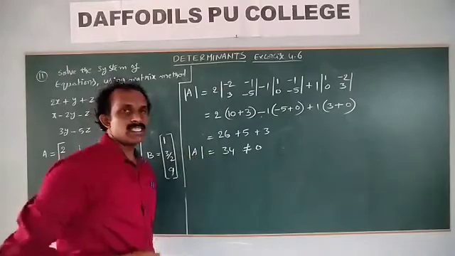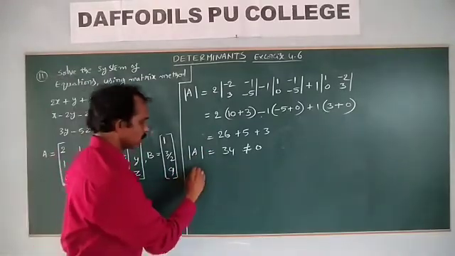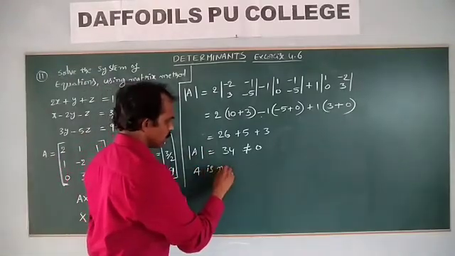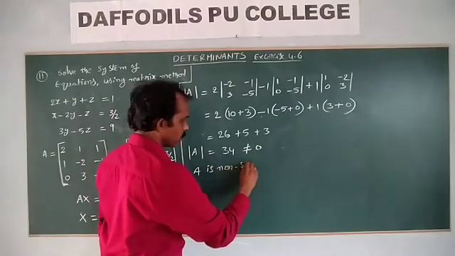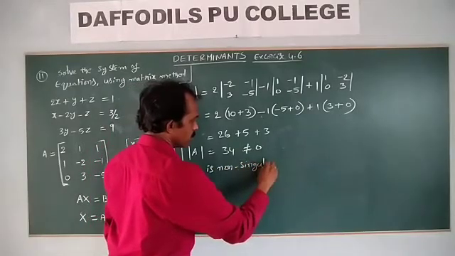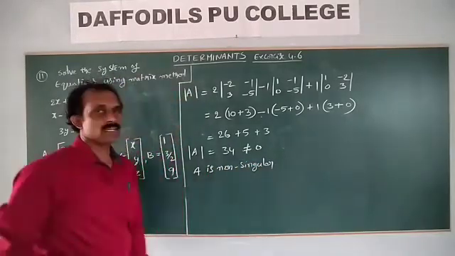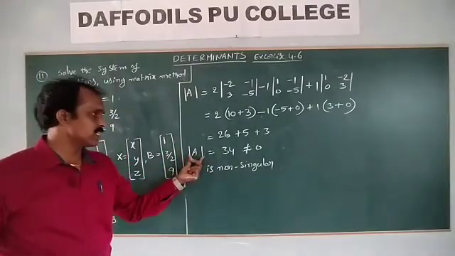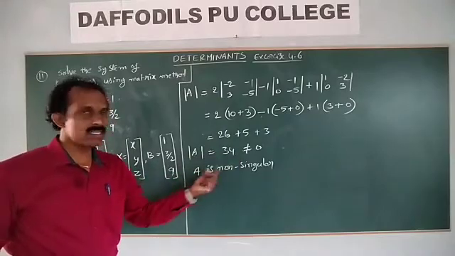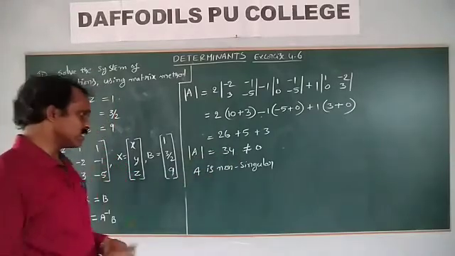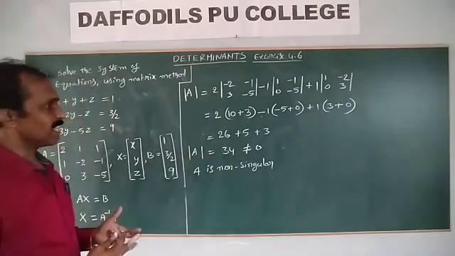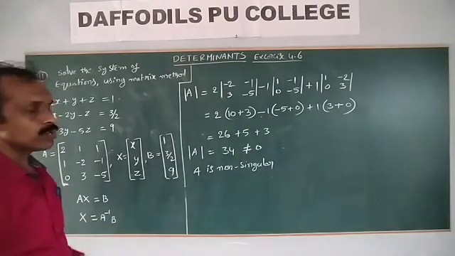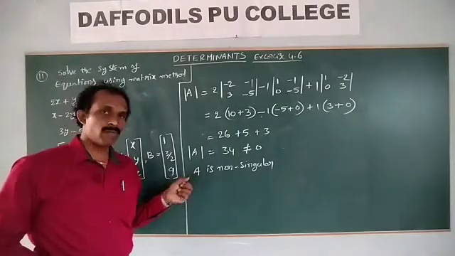Then A is non-singular. Since determinant of A is not equal to 0, A inverse exists. Next, A inverse is equal to 1 by delta A of adjoint A.